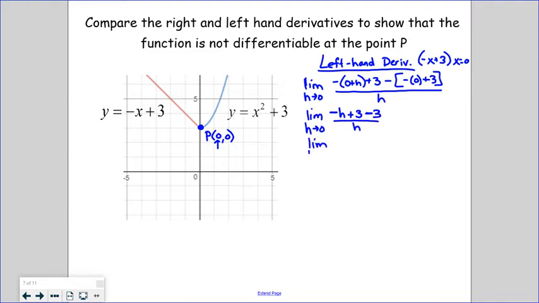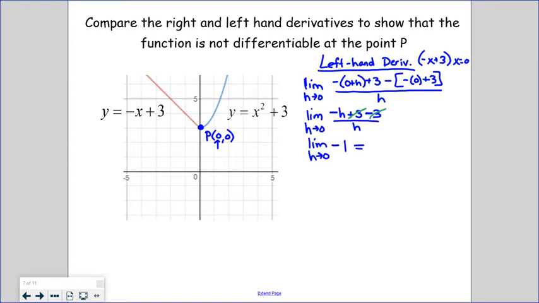The negative out front makes that a negative 3. Take one more step in my simplifying here. Let's see, 3 minus 3 is gone. And then we're at negative h over h, right? Aren't your h's going to simplify down to just 1? And the negative out front is actually going to simplify down to negative 1.